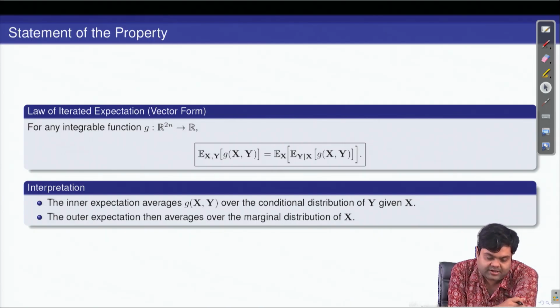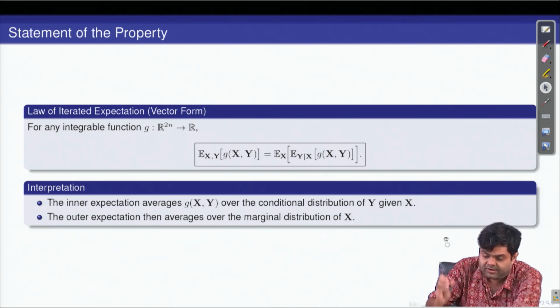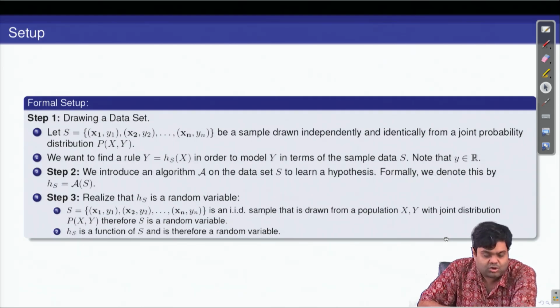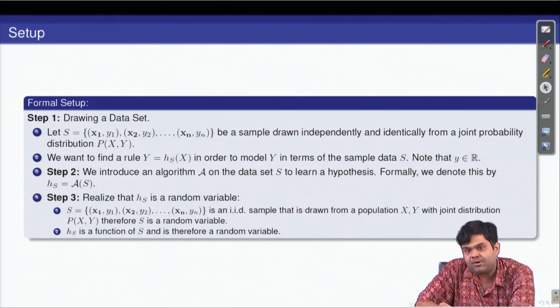That actually, the law of conditional iterated expectation, gives you the unconditional expectation of this function. This is quite important, as we saw in statistical learning theory. So, same setup: you are drawing a sample and trying to model y in terms of x. You have an algorithm, you feed the data, the sample, into the algorithm and it comes up with a rule. The rule depends on the particular sample you are entering there. So, because the sample itself can be random, Hs itself becomes a random variable.